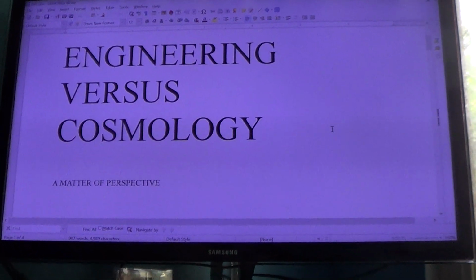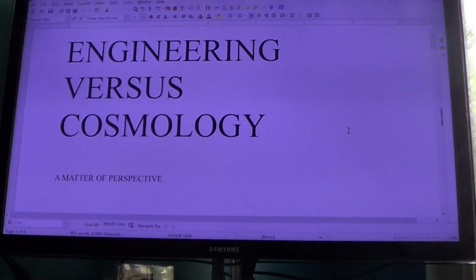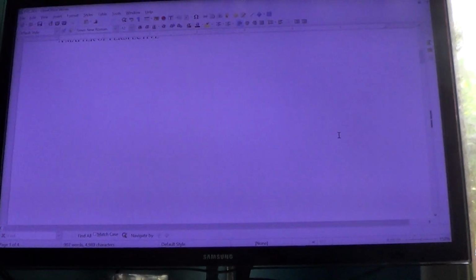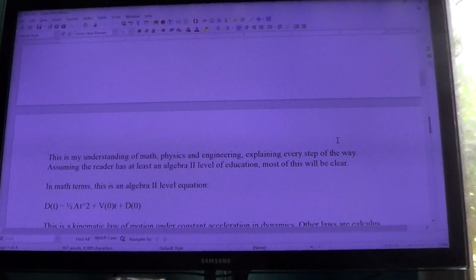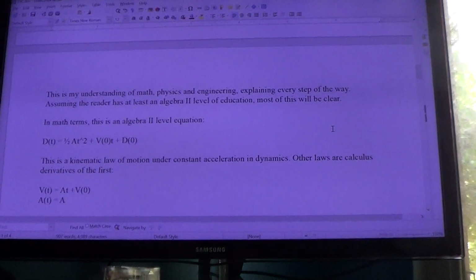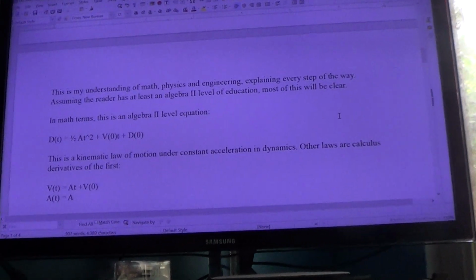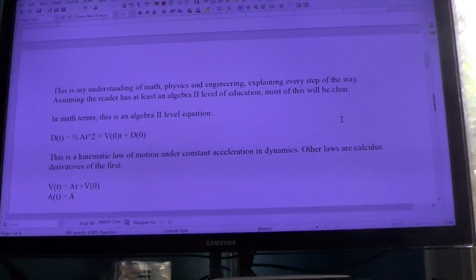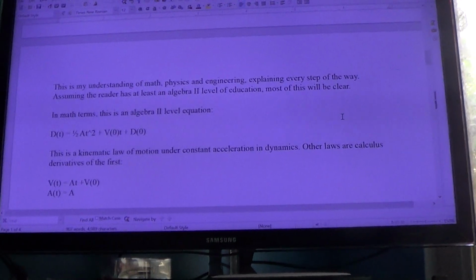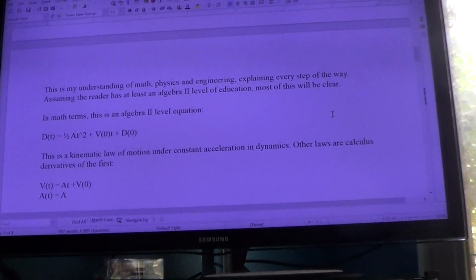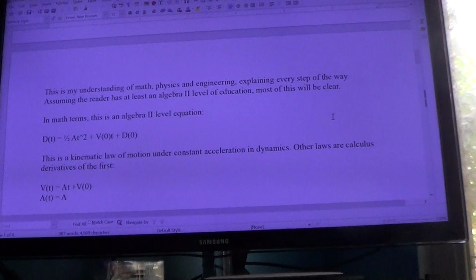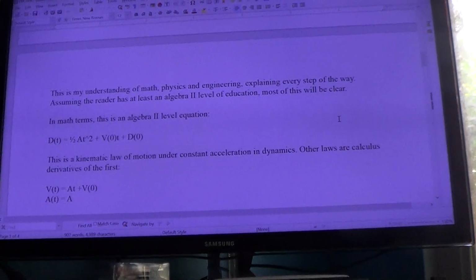This is engineering versus cosmology, a matter of perspective. This is my understanding of math, physics, and engineering, explaining every step of the way. Assuming the reader has at least an Algebra 2 level of education, most of this will be clear.